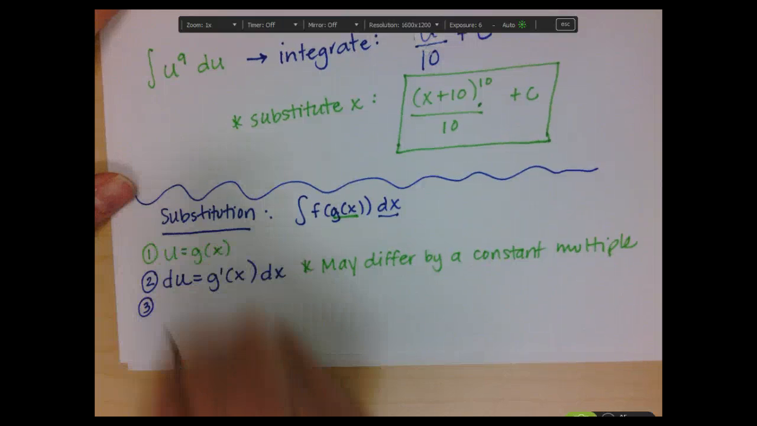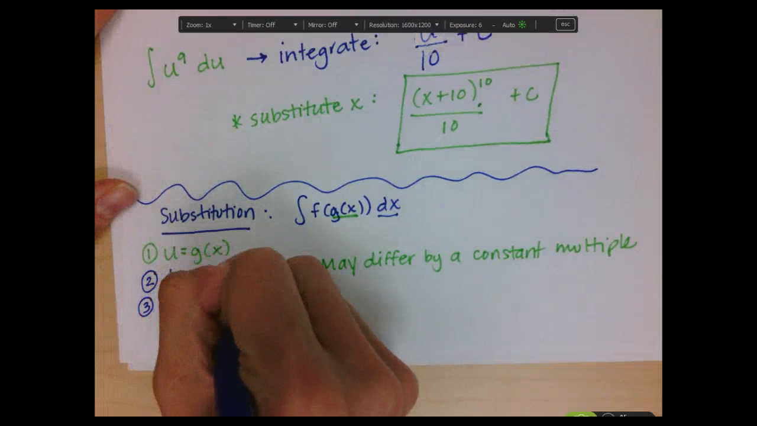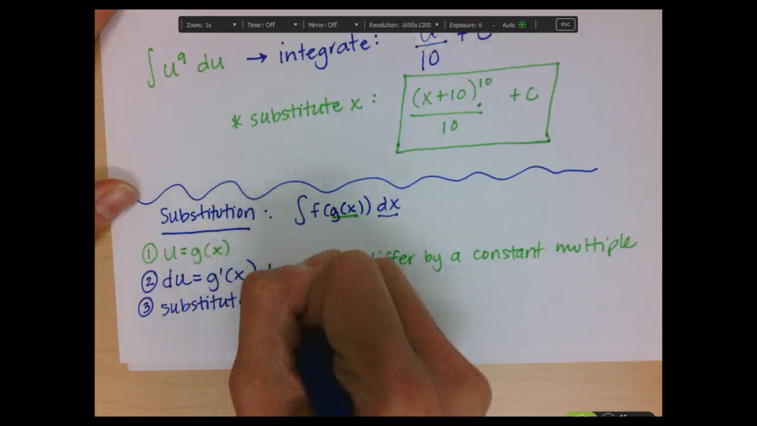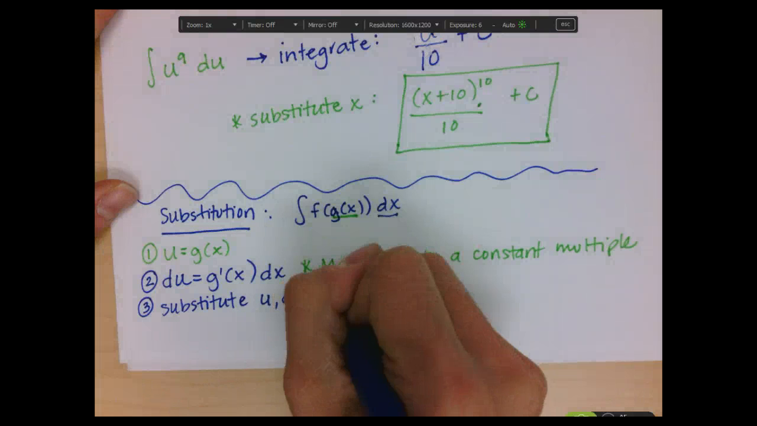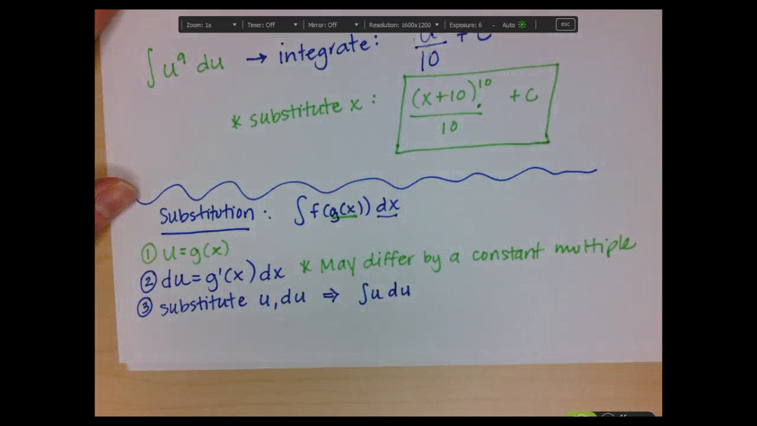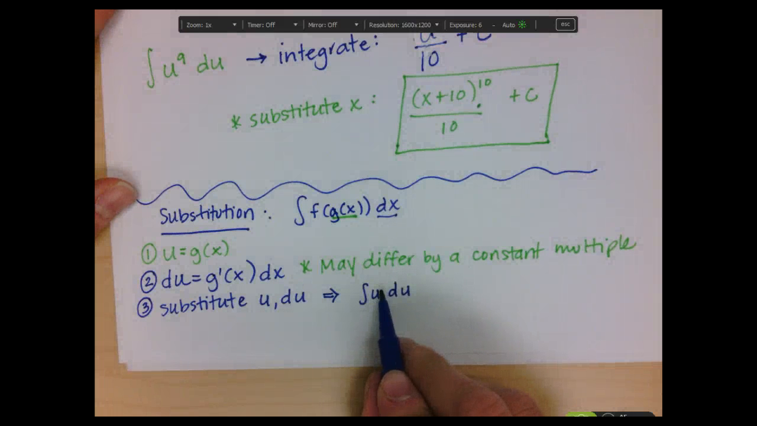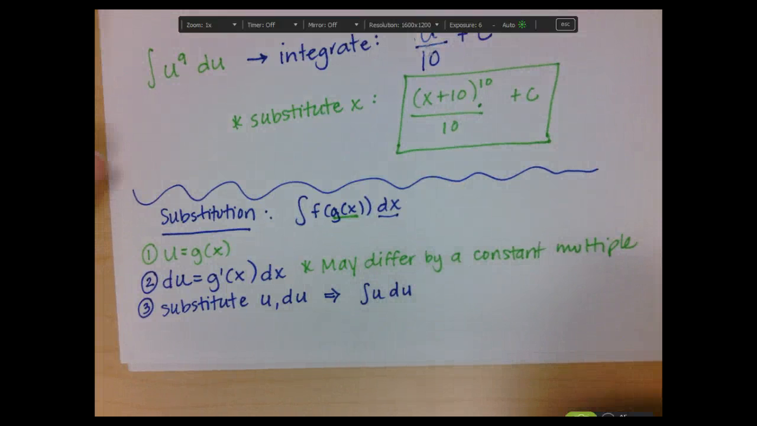Okay, next what we're going to do is substitute u and du so that we are integrating some form of that. It might be u to the 10th, like we had earlier, or u to the 9th, I should say. It might be the natural log of u, but you're integrating something that has u's in it.